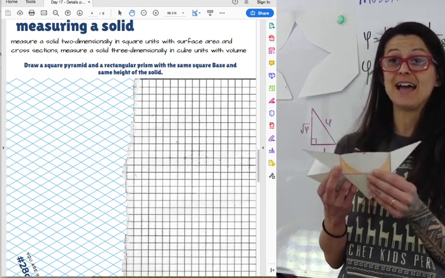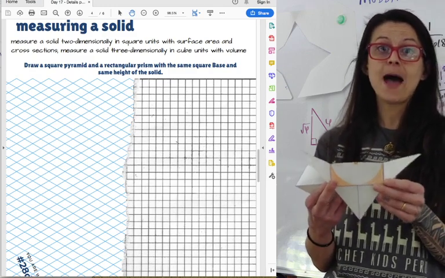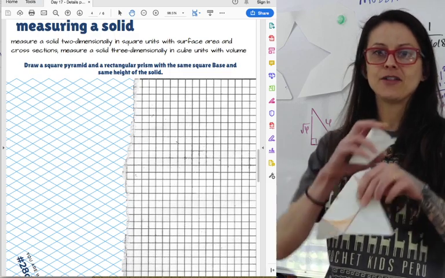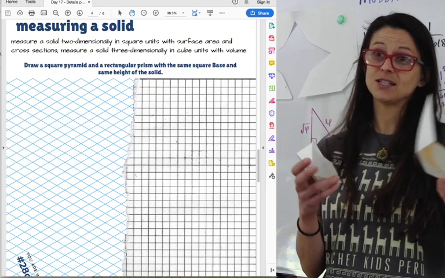So if you're interested in that, I encourage you to explore looking at the maps of the world and seeing how they flatten it out. How do you flatten out a sphere or an egg shape? Just a tangent for you all.